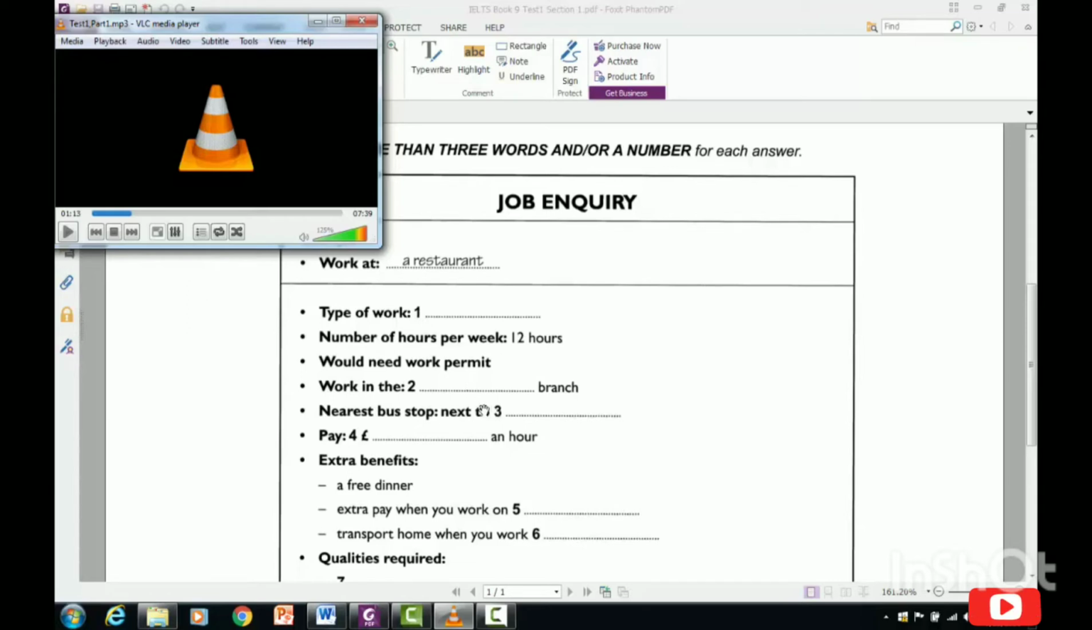Number 3 is connected to next to. It says nearest bus stop is next to, right? So we know our answer is going to connect to the language next to. They most likely are not going to say next to. They're going to use synonym language probably. Number 4 is going to be a number because it says an hour and we have the pound sign there. The British pound sign, the United States will use the dollar sign. This is their version of it. And we know this is going to be a number.